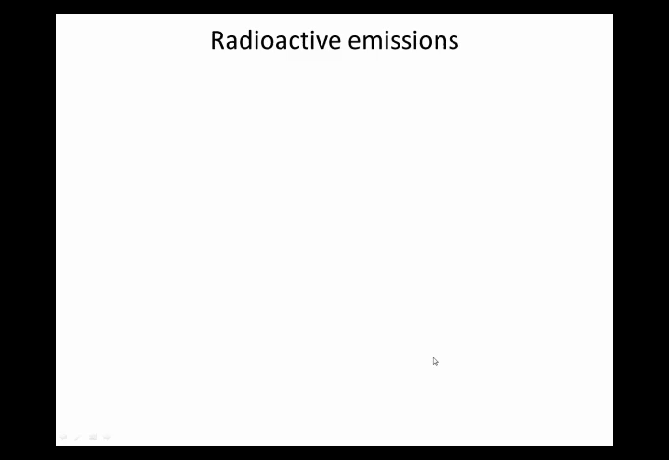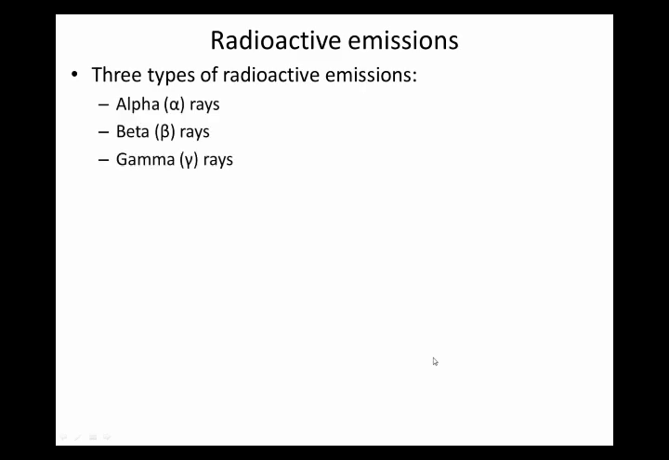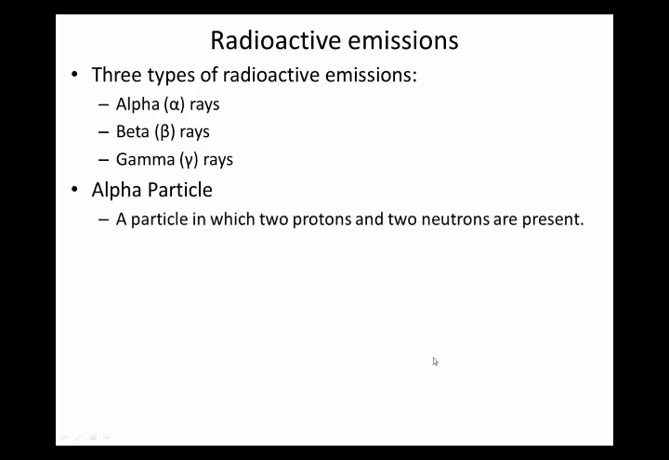So, radioactive emissions. There are 3 types of radioactive emissions. There are more radioactive things that happen, but we're going to stick to these 3 basic ones. Alpha, beta, gamma rays. So, alpha rays are made up of alpha particles, beta rays are made up of beta particles, and gamma rays are actually just gamma rays, weirdly enough. So alpha particles are particles that have 2 protons and 2 neutrons. So this is one of the types of emissions.